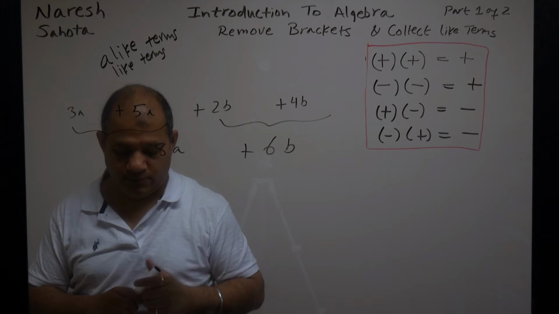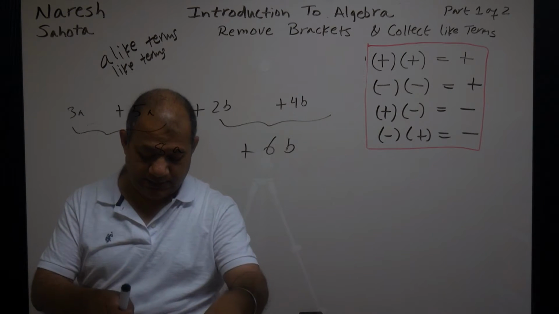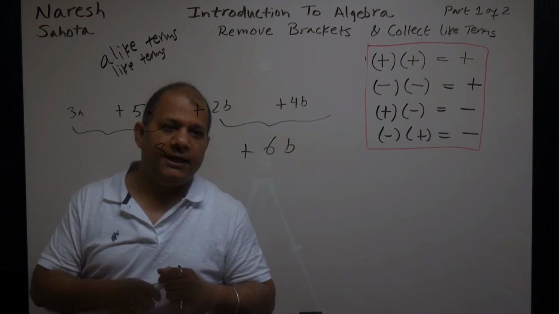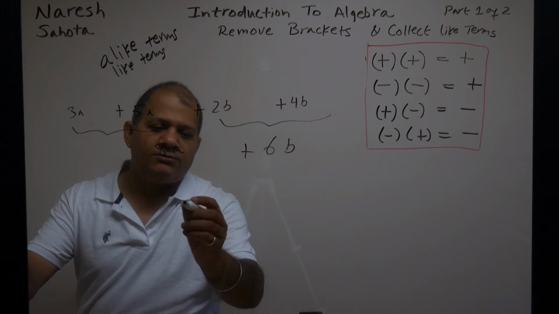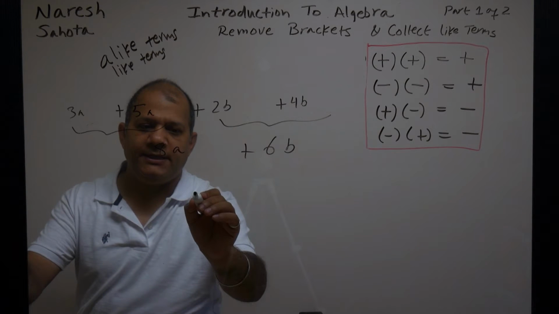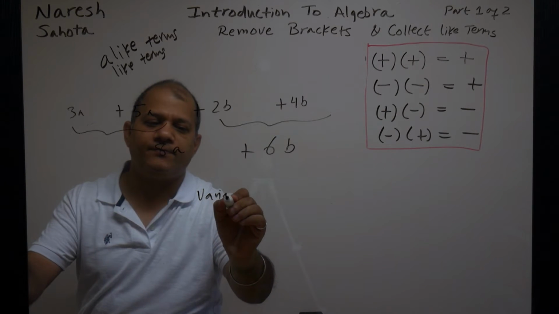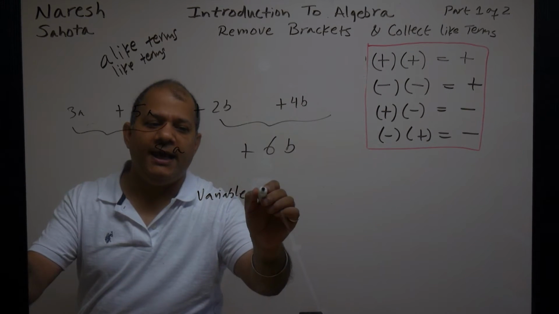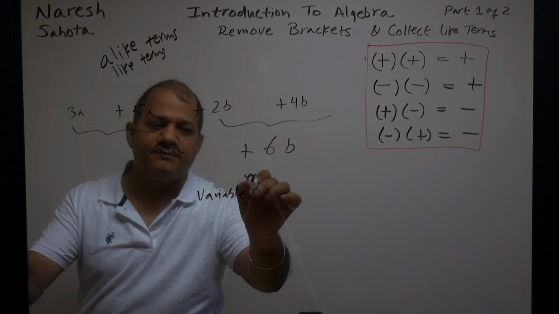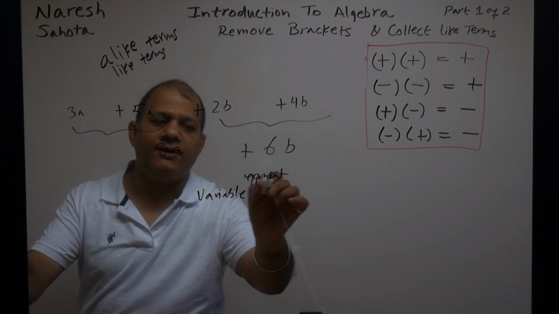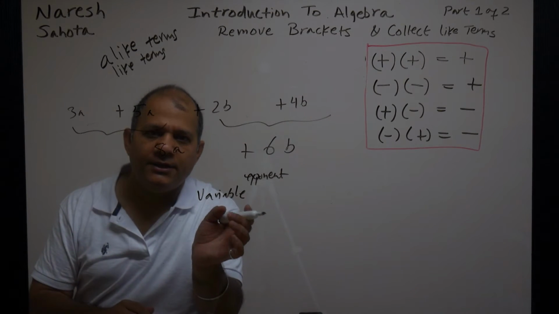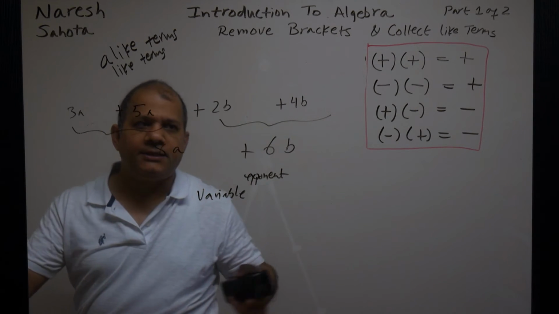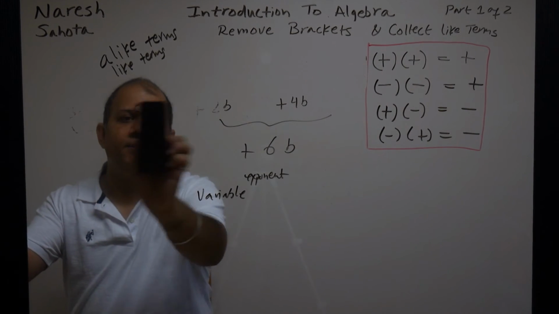Okay, so that's how we collect like terms. And actually, what I'm going to do now is tell you what terms are alike. What makes them alike? It's the variable part. So it's the variable and the exponent on it, and the exponent on the variable. That is what makes it alike. We haven't gotten into exponents yet, but we will once we get to exponents.